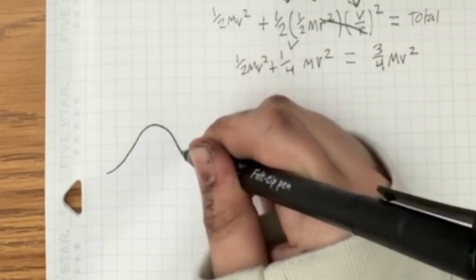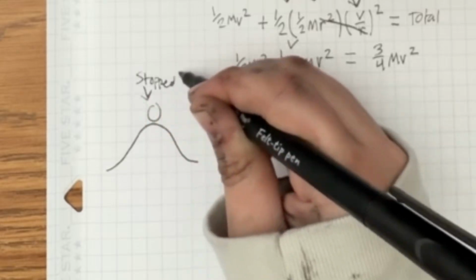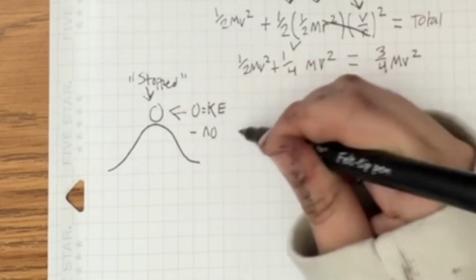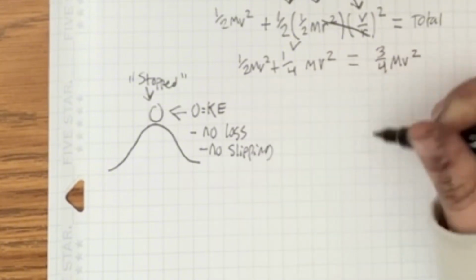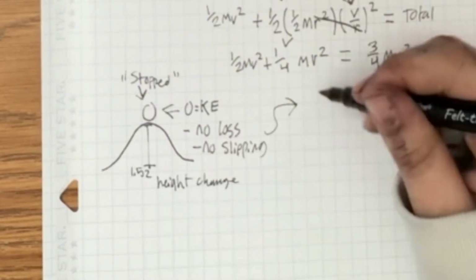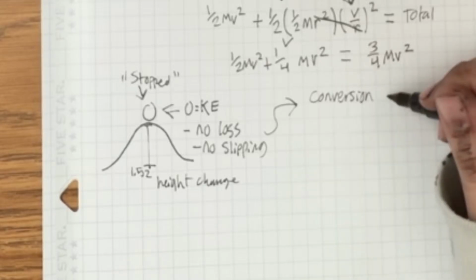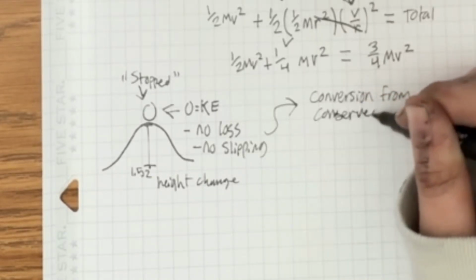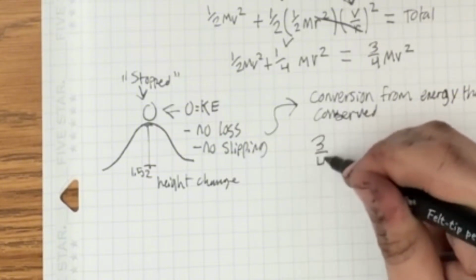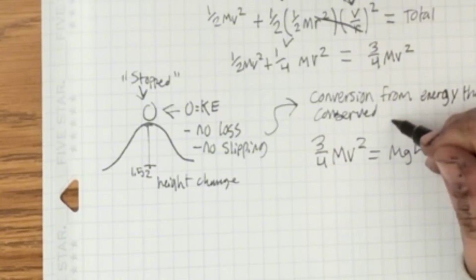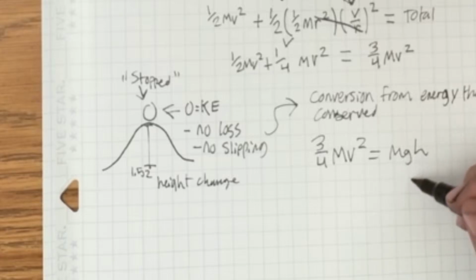Since the cheese is stopped at the top of the hill, there is zero kinetic energy at this moment. But we also know that there was no loss of energy since there was no slipping involved. This tells us that the energy was conserved, so we are converting our energy from kinetic to gravitational. So we set 3/4 mv squared equal to mgh, which is our gravitational energy.